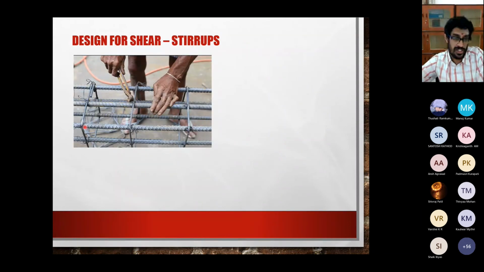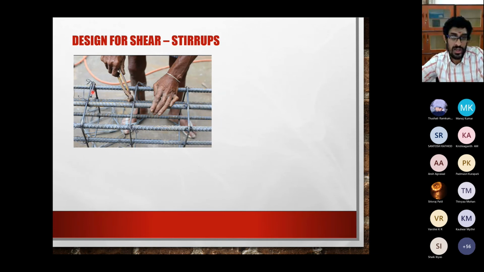So this is how a shear reinforcement will look. If it is a rectangular beam, it looks like a rectangular hoop. It will be bent like this, brought over and again bent for a certain distance. So this distance is important.